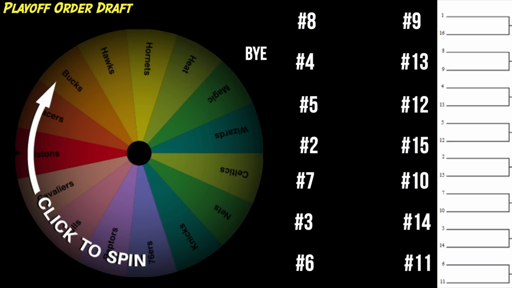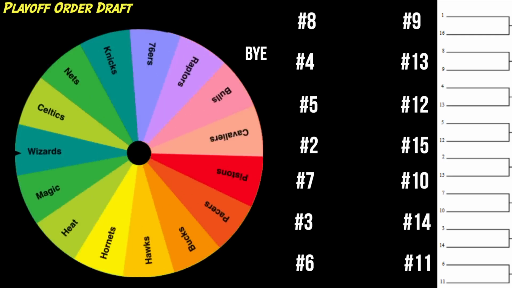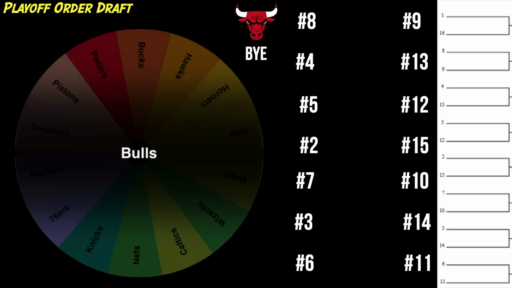It is now time to determine the seeding for this Eastern Conference playoff bracket. It is going to be a lot of fun. You guys will see how the wheel will work in just a second, but now it's time to go. The first team will be getting a bye, so this will be the 1 seed, and it's going to be the Chicago Bulls. So the Bulls will get a 1 seed.